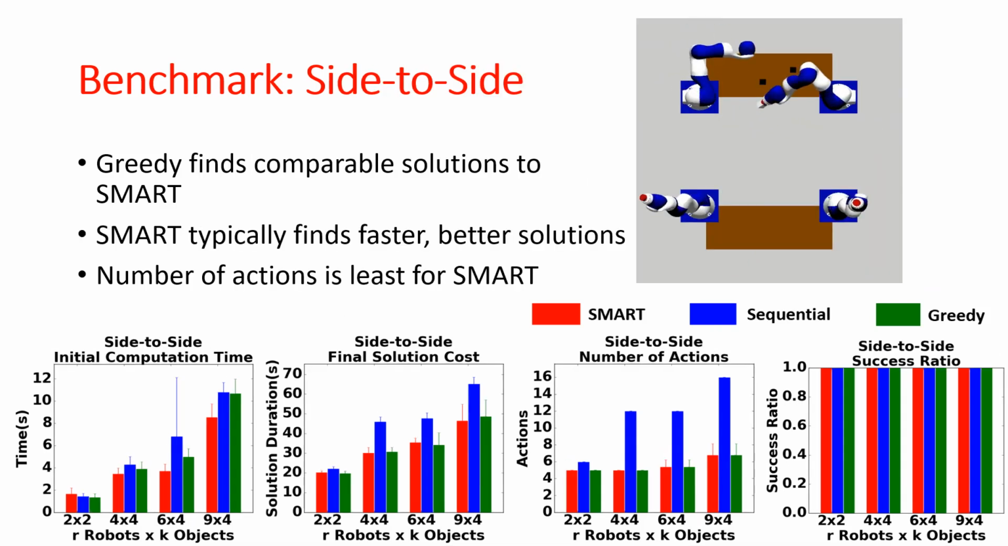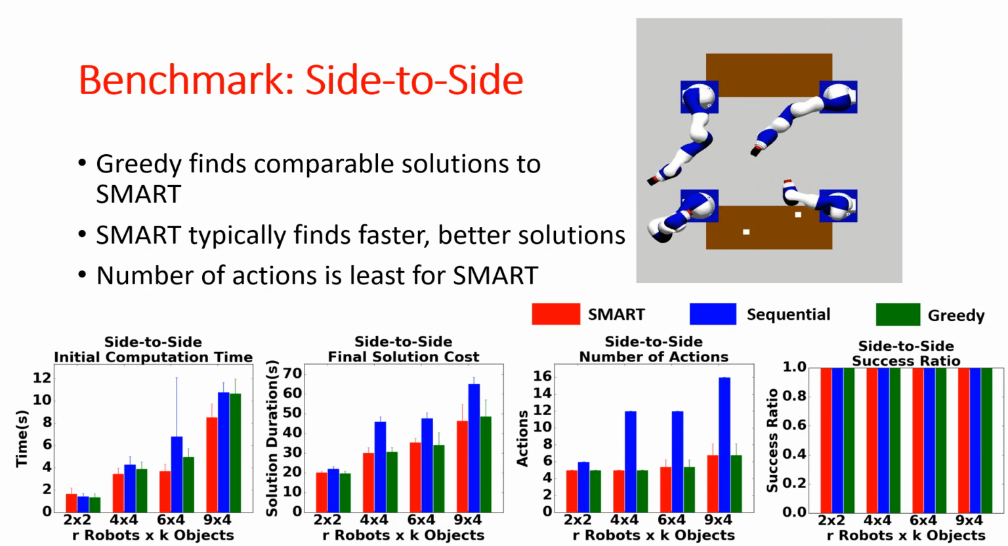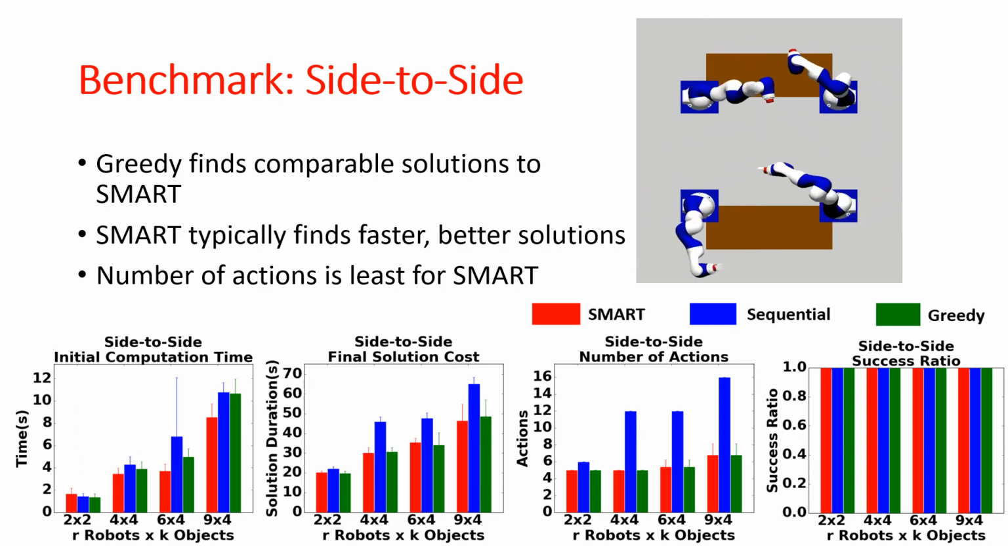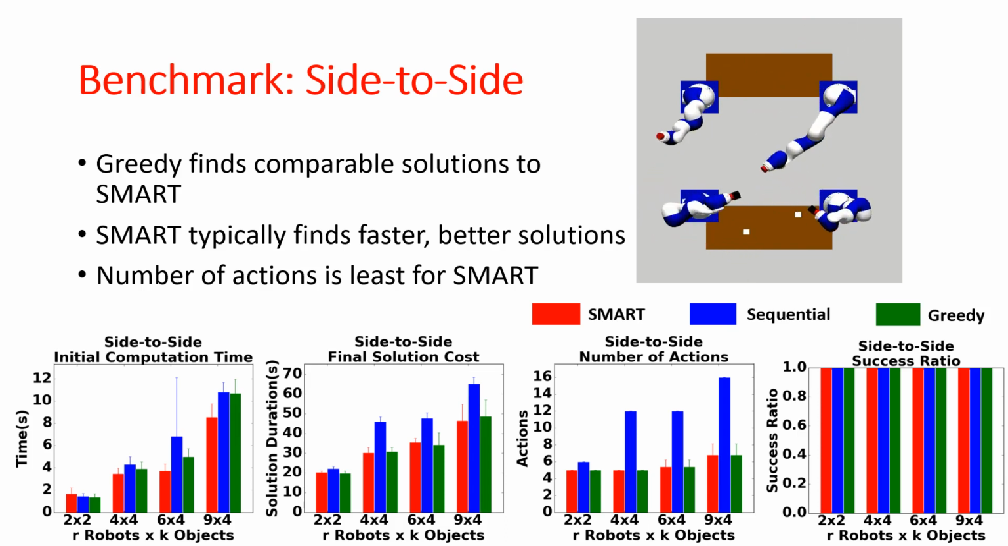Now, in the second benchmark, where the objects have to be moved from one side to the other, we again see the trend here that greedy now works because there is no bottleneck in the middle that is introduced. So everything succeeds. But the trend of the fact that we stay competitive with greedy but are better than sequential, both in terms of the solution cost as well as the number of actions, persists. And in terms of even the computation time, we are competitive or beat the baselines.